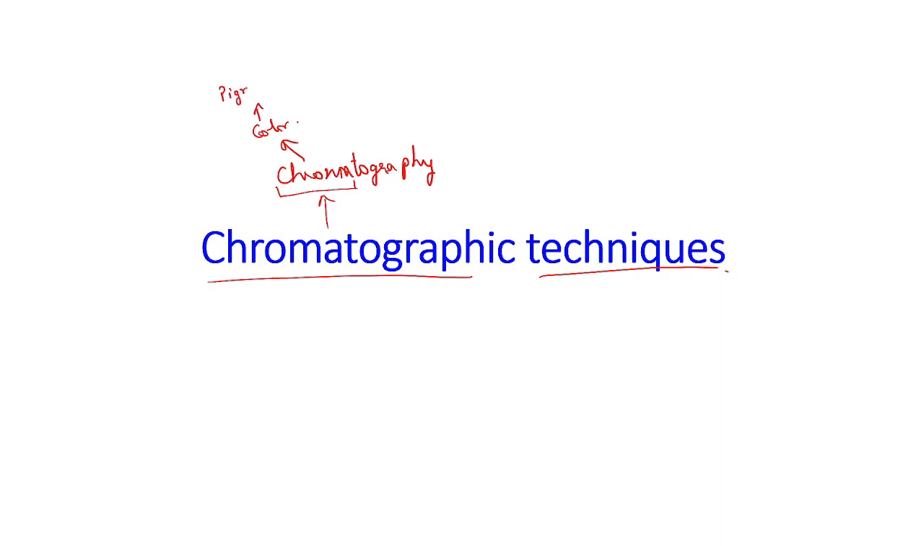So good evening everyone. Today we will start with chromatographic techniques. The word chromatographic comes from the word chromatography. Now this chromatography can be broken down into two words. Chroma means color. So why color? Initially the chromatographic techniques were used to segregate pigments from the plants.